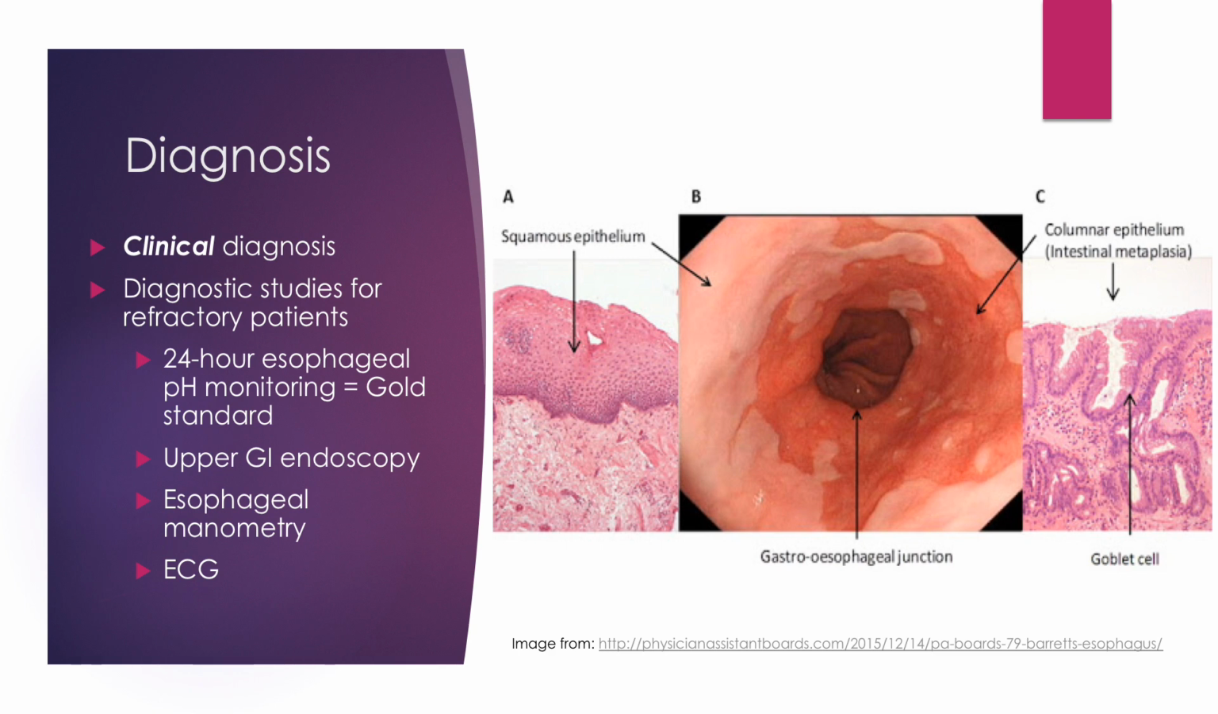Diagnosis of GERD is often made clinically based on history and physical. Providers should consider diagnostic studies for patients who are refractory to medical therapy. 24-hour esophageal pH monitoring is considered the gold standard, but often upper GI endoscopy is performed, especially for patients with dysphagia and those with chronic GERD and high risk for development of the premalignant condition Barrett's esophagus, which is shown in the picture on the slide. Esophageal manometry is used to rule out motility disorders such as achalasia or esophageal spasms. EKGs can be used to rule out cardiac pathologies that may be causing the patient's chest pain.